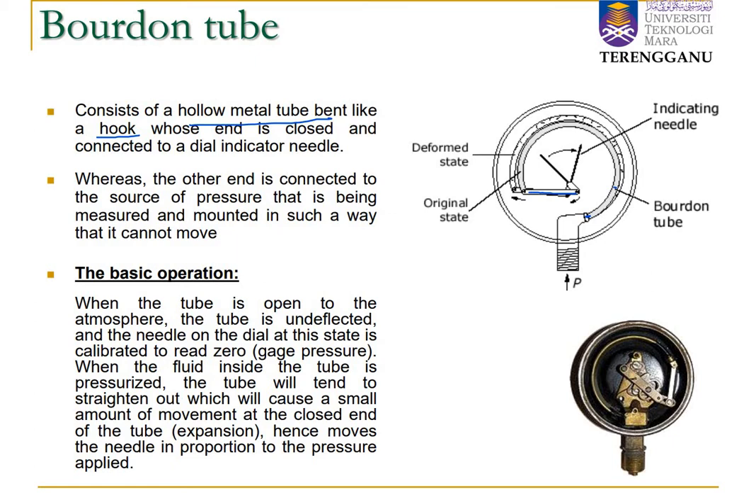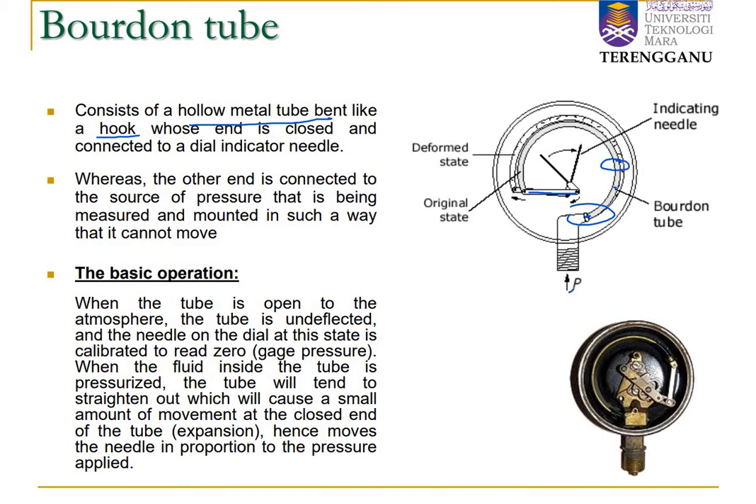So the basic operation is, when this tube is open to the atmosphere, the tube is undeflected and the needle on the dial at this state is calibrated to 0. After the fluid inside the tube is pressurized, the tube will tend to straighten out, which will cause a small amount of movement of this tube.